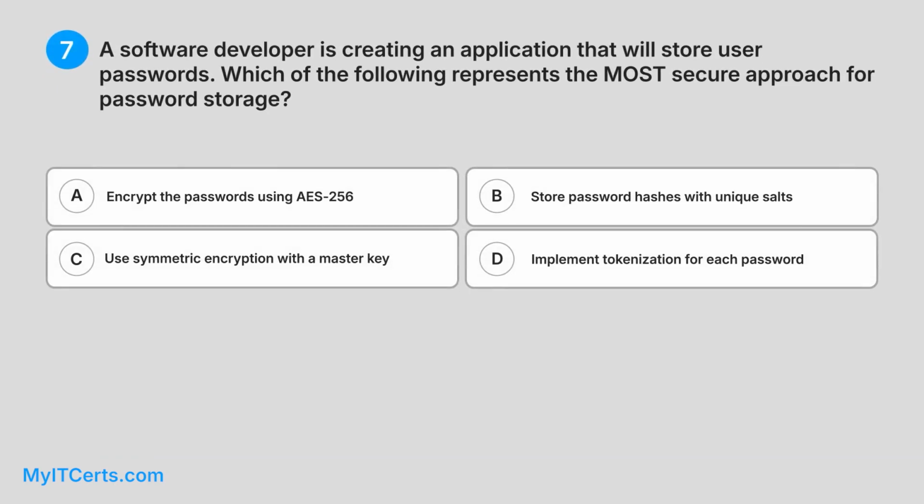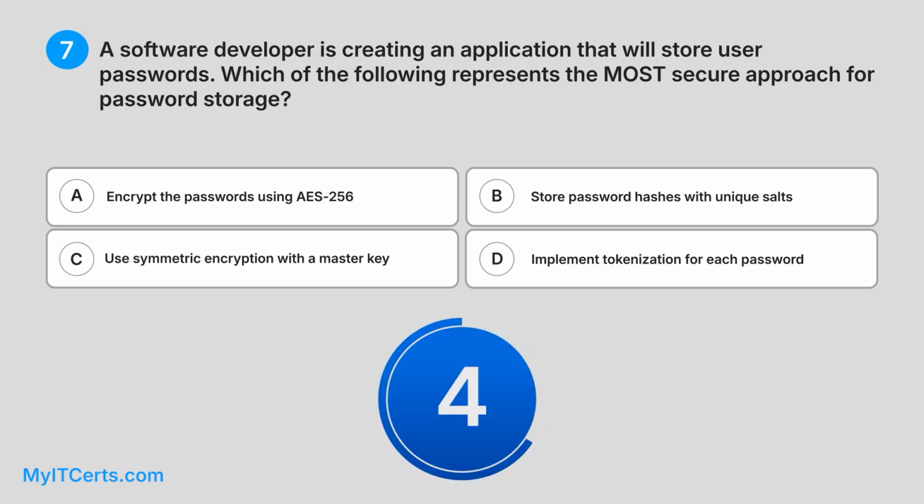7. A software developer is creating an application that will store user passwords. Which of the following represents the most secure approach for password storage? A. Encrypt the passwords using AES-256. B. Store password hashes with unique salts. C. Use symmetric encryption with a master key. D. Implement tokenization for each password. Can you guess the answer?